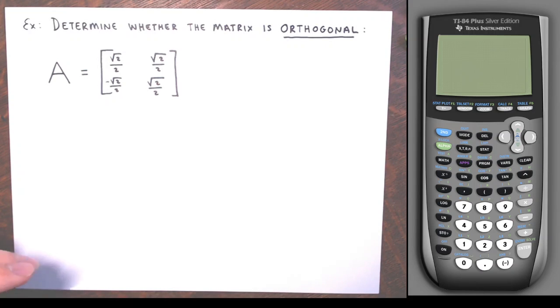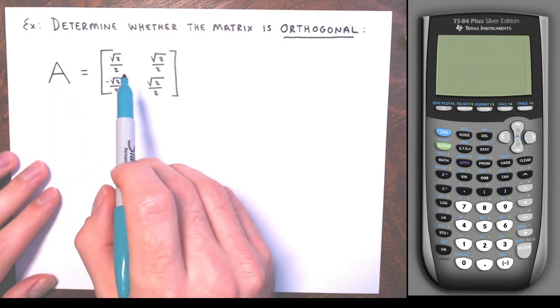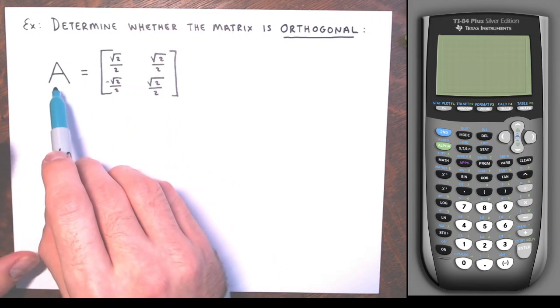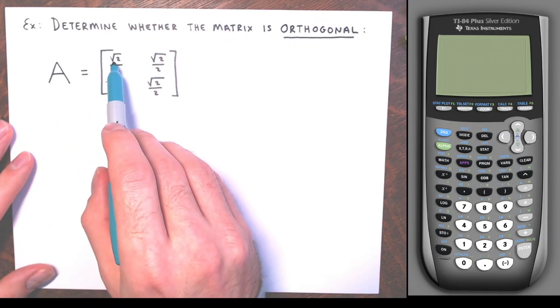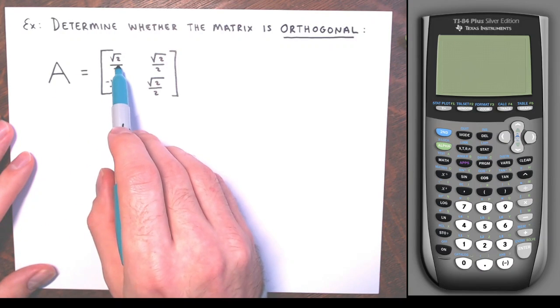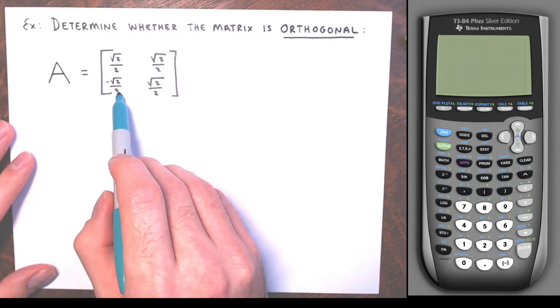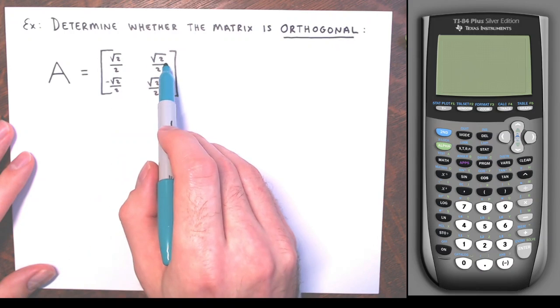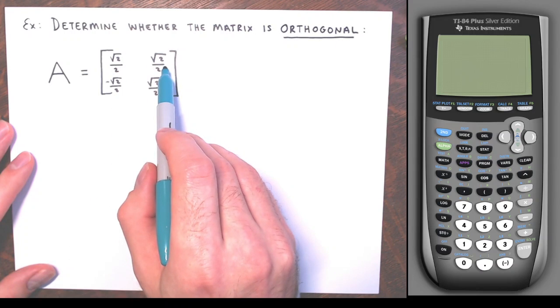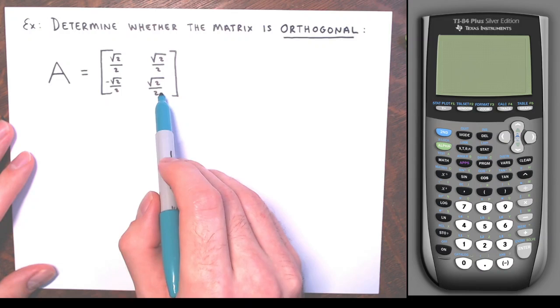So like I said, the thing I'm going to try to verify here is whether the transpose of the matrix is its inverse. I have a 2 by 2 matrix A here, where the first column is the square root of 2 over 2, negative square root of 2 over 2, and the second column is the square root of 2 over 2, square root of 2 over 2.